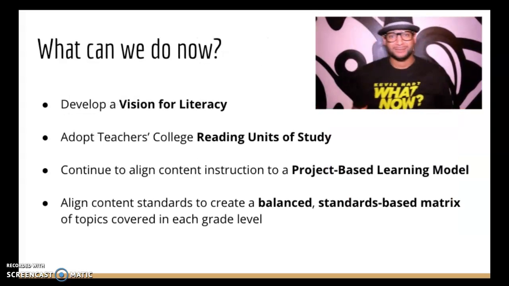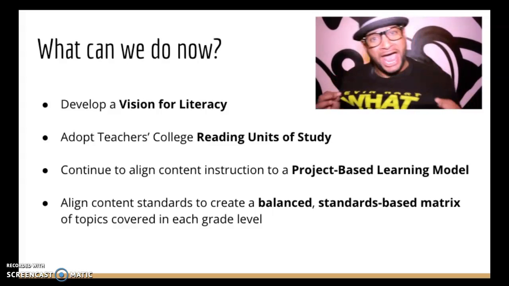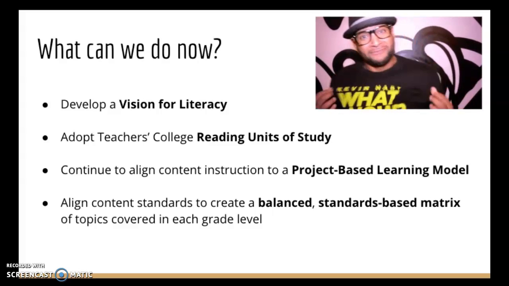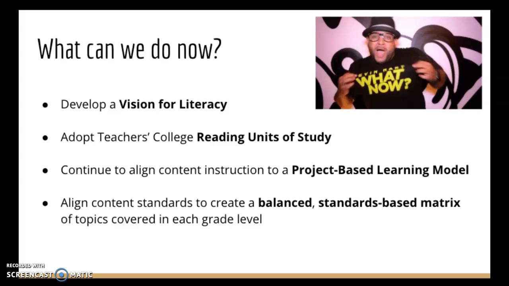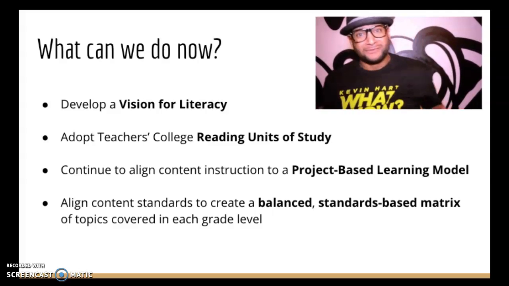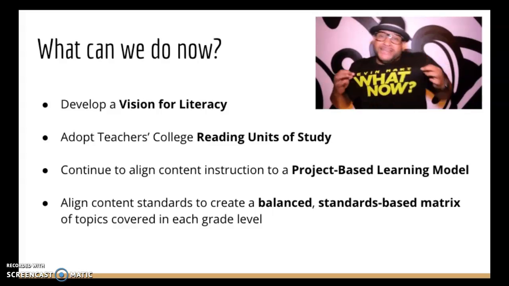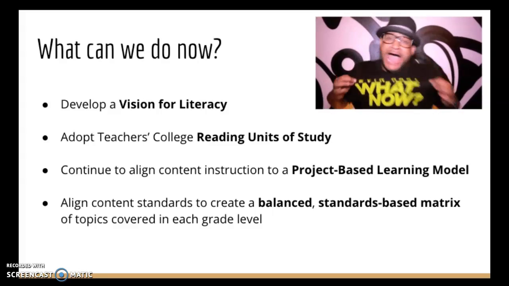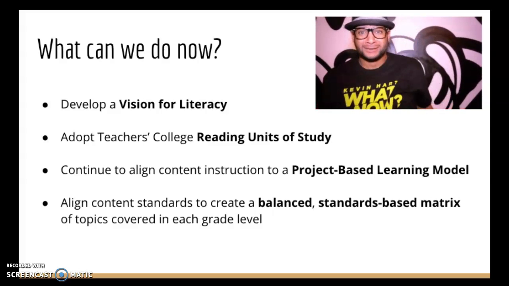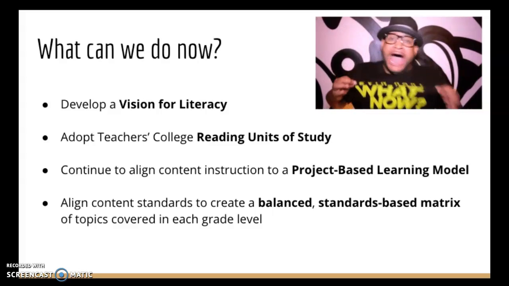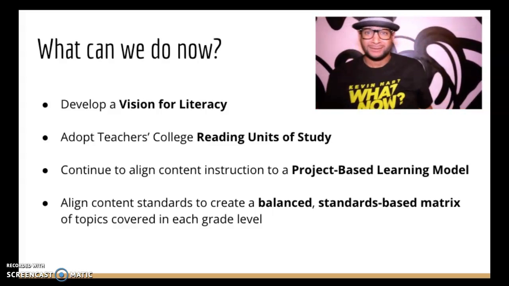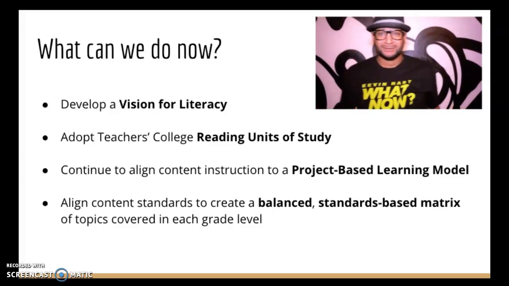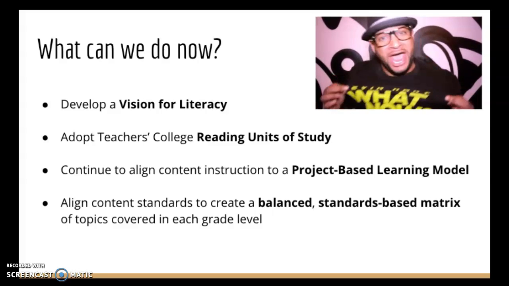So what's missing? What can we do now? As a staff, part of our work will be to establish a common vision for literacy at our schools for our students. With this, we will bring continuity to writing as well as reading by adopting Teachers College reading units of study. Adopting TC will not be the fix-all for our literacy woes and deficits, but it will support the alignment of writing and deliver instruction aligned to the Common Core standards. We will continue to use a project-based learning model, but align our science and social studies standards to create a balanced, standards-based matrix of topics covered in each grade to avoid repetition of topics and the elimination of others.